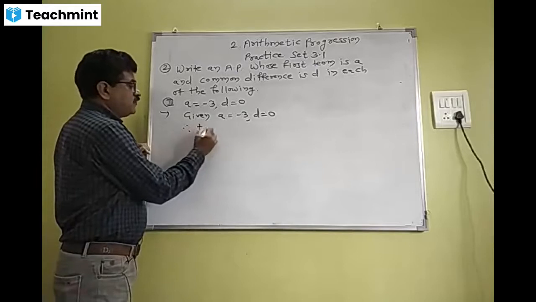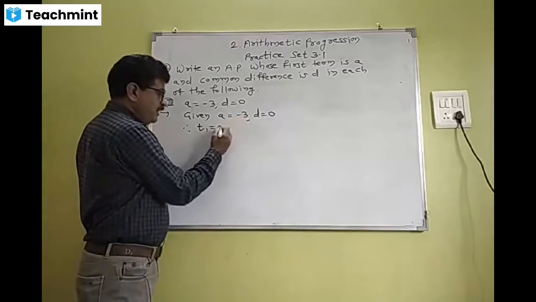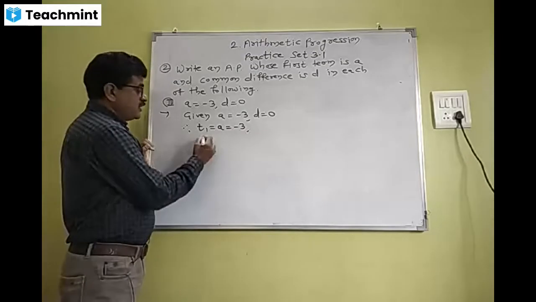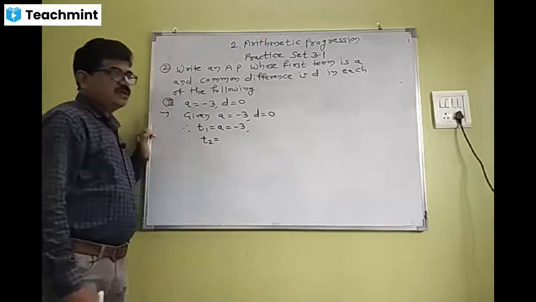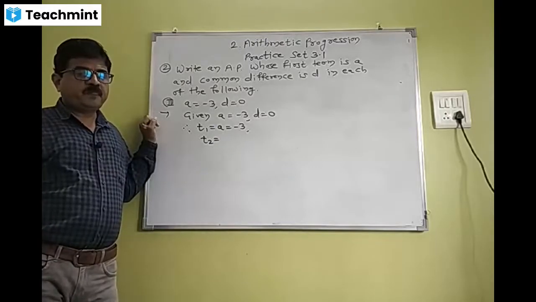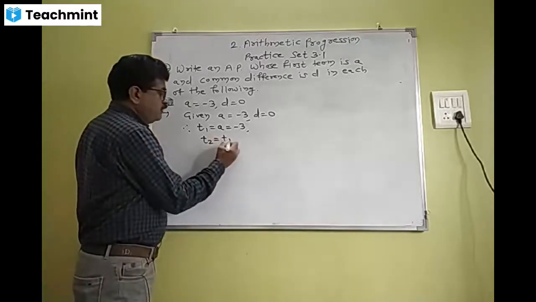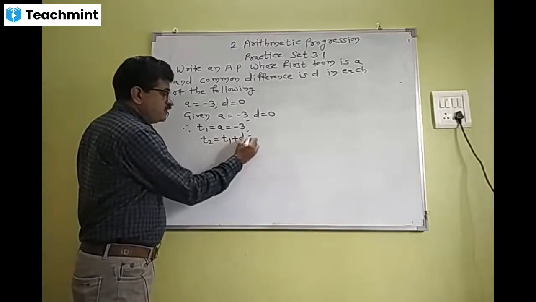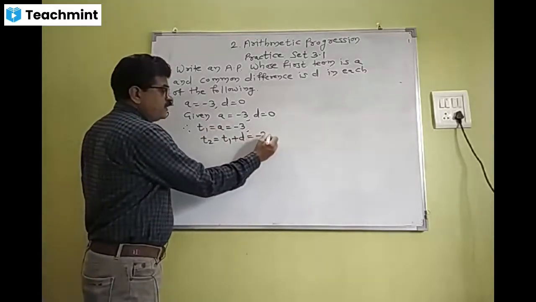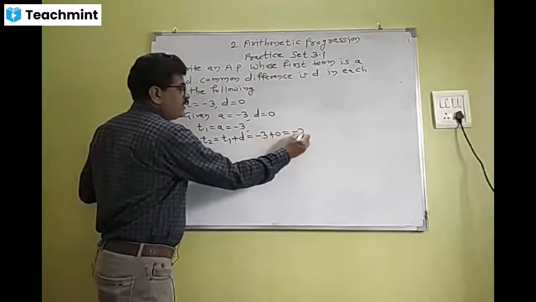Therefore, first term T1 is equal to A, which is minus 3. Second term T2 is equal to T1 plus D. Previous term plus common difference. Now put values. Value of T1 is minus 3 plus D is 0. Minus 3 plus 0 is equal to minus 3.